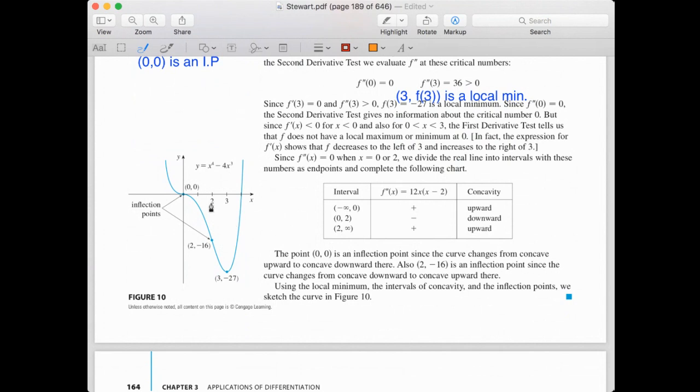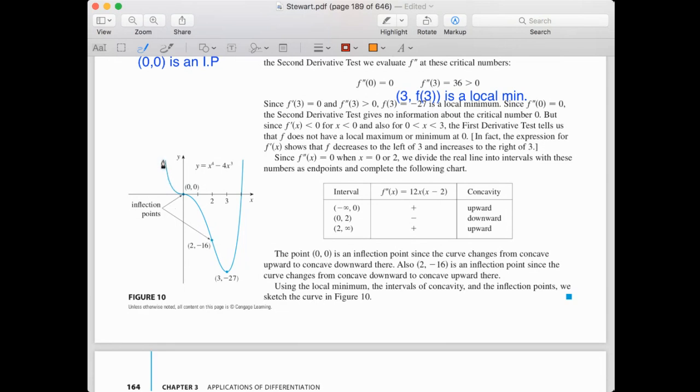So we can put all this knowledge together. 0, 0 is the inflection point. And then we have a local minimum: 3, f of 3 is a local minimum. It's easy to evaluate f of 3, which is negative 27. So this point is a local minimum. With the inflection point at 0, 0, we have this inflection point, and we have another inflection point, 2, f of 2. f of 2 is negative 16. This one is the inflection point.